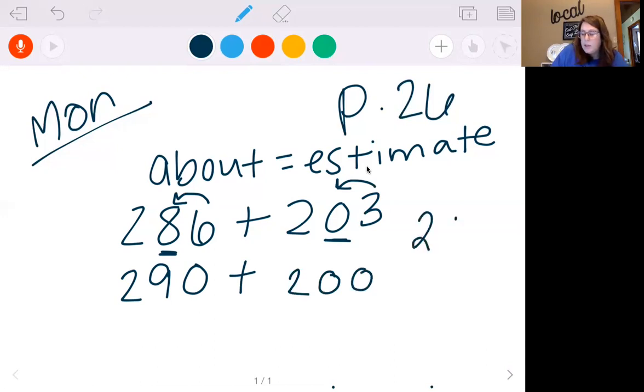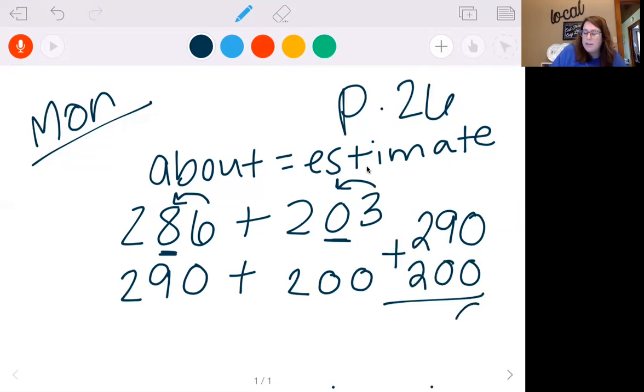So now what we do is add 290 and 200. 0 plus 0 is 0, 9 plus 0 is 9, 2 plus 2 is 4. So it is about 490 miles. That is what happens if we round it to the nearest 10.